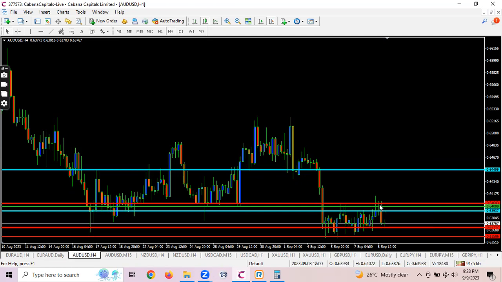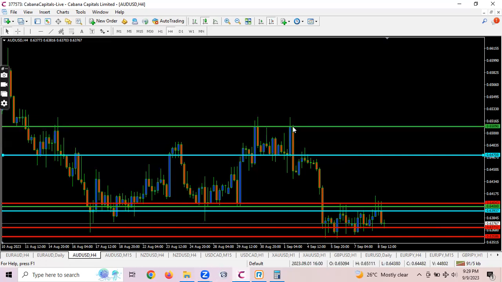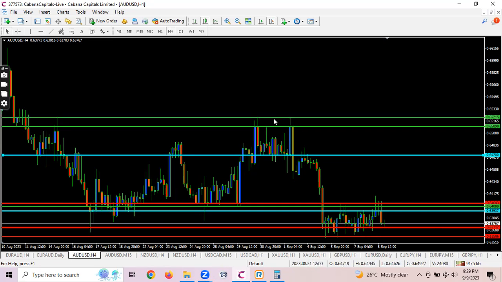And if this level is broken, then we could see price push up to this resistance. That will be the first target. And this could be the second target because we have relative equal highs at this level. So you can see high at this level, high at this level, high at this level.